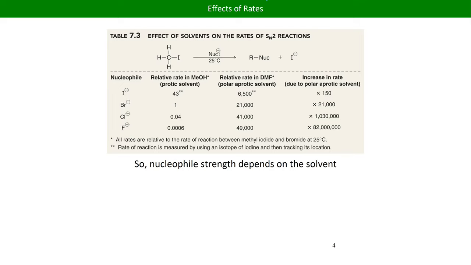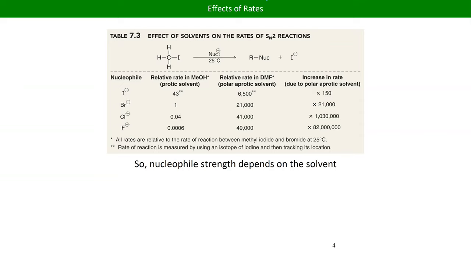Although there is a crossover here, right? Because if it was, does anybody have a calculator out? What's 43 divided by 0.04? That's going to be the same as multiplying by 25. So 800, 1,075. So that means they're going to wind up being really close if you're in a polar protic solvent, because this one gets much better, but it started out much slower than the iodide.